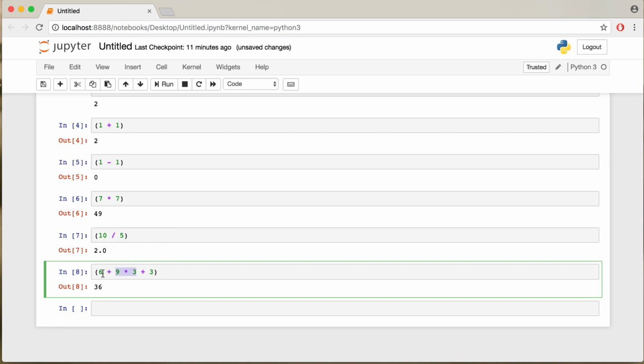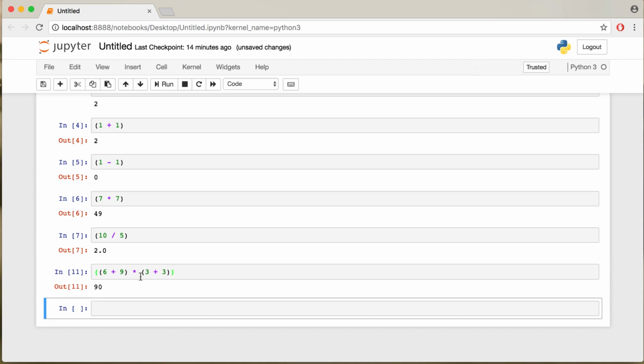If you want to ensure addition occurs first, just like you would in everyday math, place brackets around 6 and 9, and brackets around 3 and 3. Adding 6 and 9 to make 15, adding 3 and 3 to make 6, multiplying 6 and 15 to give 90. This is just basic mathematic order of operation.